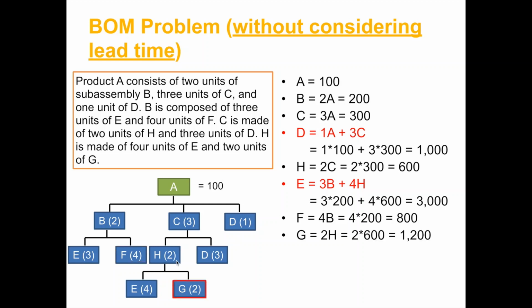Finally, to produce 600 components H, we need 2 units of component G, which is 2 times 600 equals 1200. That's it. Let's move on to the next question.